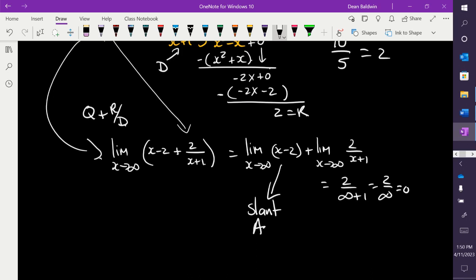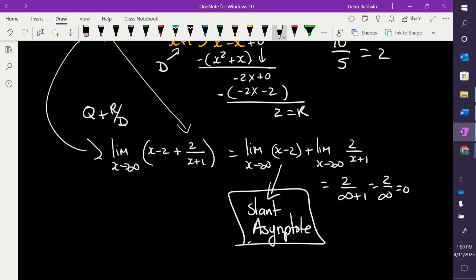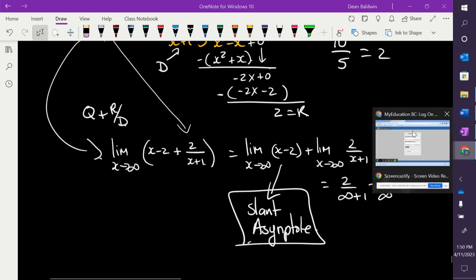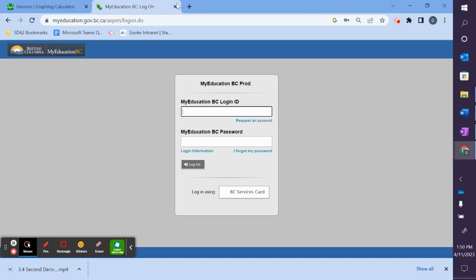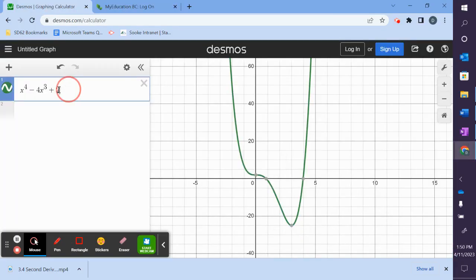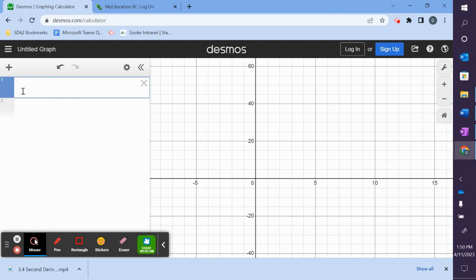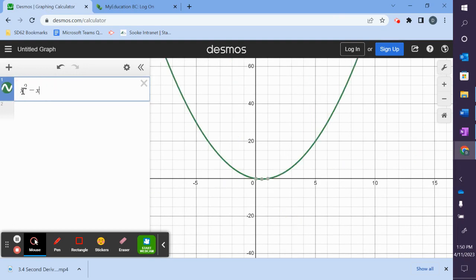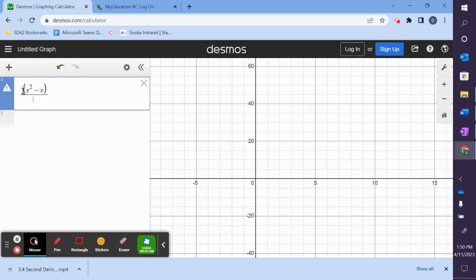This is the slant asymptote. This is the last thing. The bell's going to go in 2 seconds. You don't have any homework tonight, so don't worry about this. Just watch. Somebody's going to have to read out the question to me because I'm going to put it on Desmos and you'll see it. What's the function? I forget the function. X squared minus x all over x plus 1?